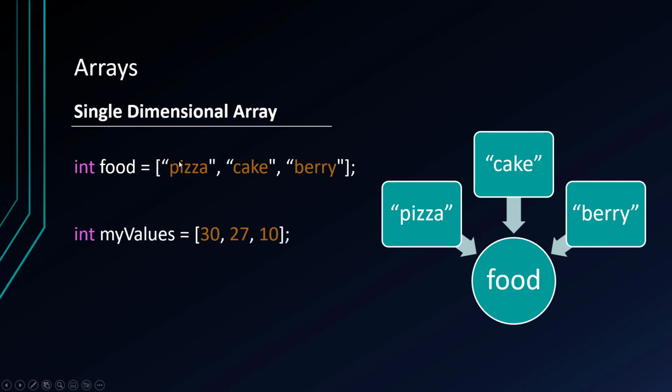In position 0 of my array, I have pizza. In position 1, I have cake. And in position 2, I have berry. It's just 3 items. It starts with 0, and then we go on. My value, again, it's just a var, or let, myValues equals, and then in brackets I put the values in there. We have 3 numbers in this array, starting from 0 being 30, 1 being 27, and 2 being 10.